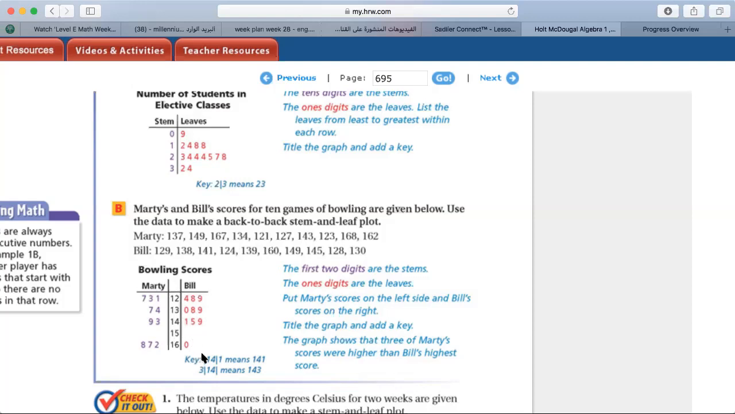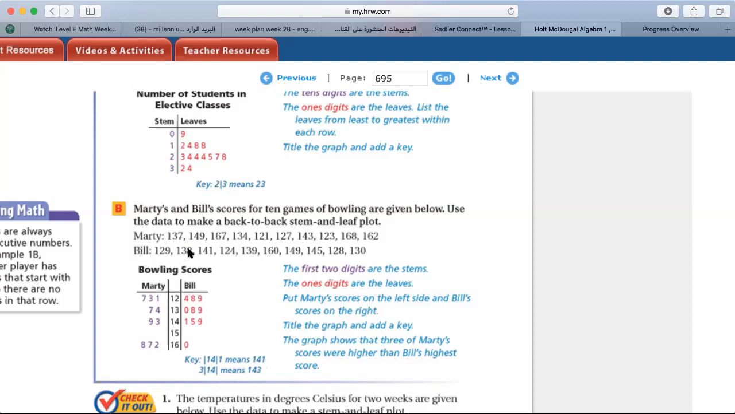Marty, and don't forget to write the key for Bill. The key for Bill here is, he wrote 141 means 14-1. But he put a dash before 14 and a dash after 14 and 1 because it is back-to-back leaves. Okay, girls? So I didn't write it like in the previous problem, 2-3 means 23. No, dash 14, dash, line 1 means 141. Opposite is Marty.